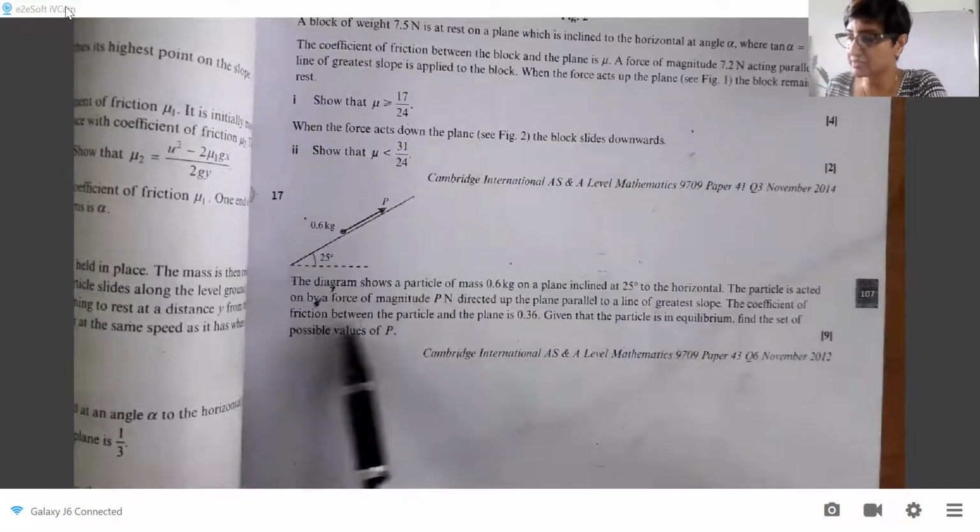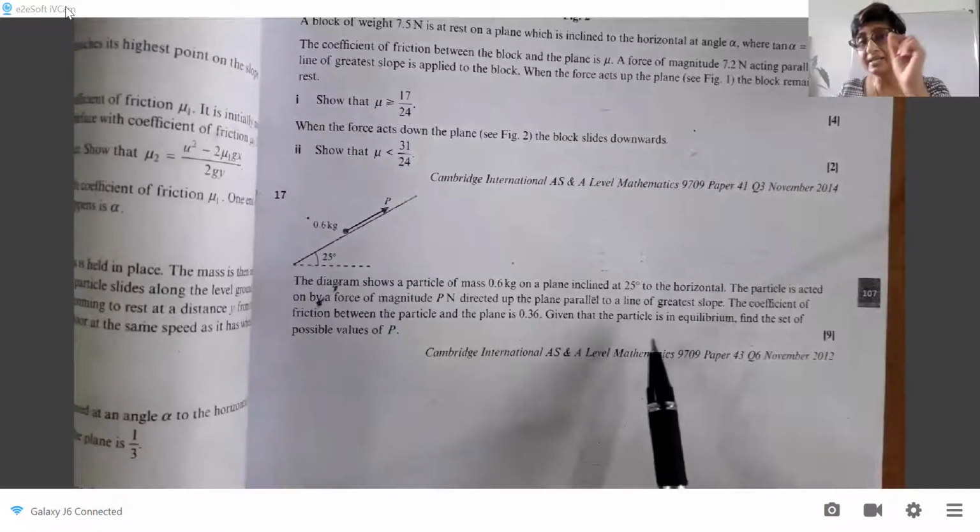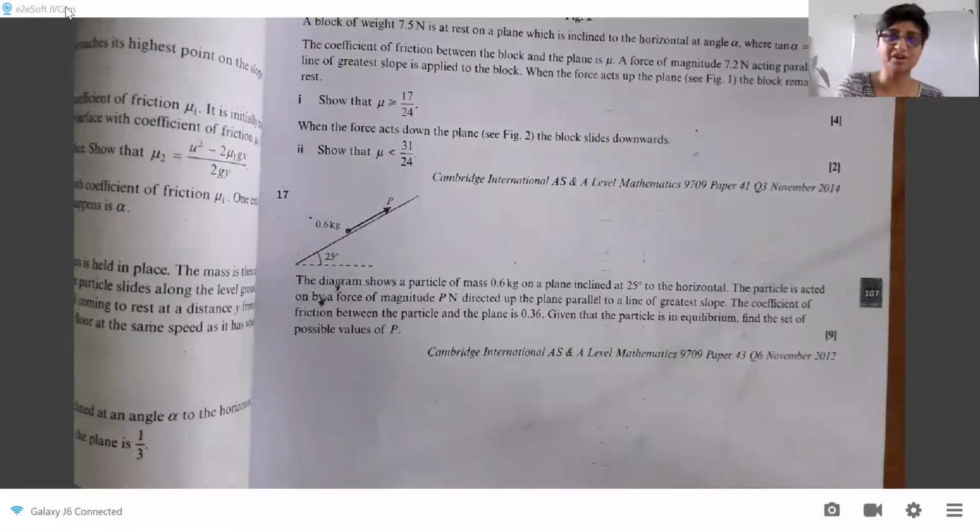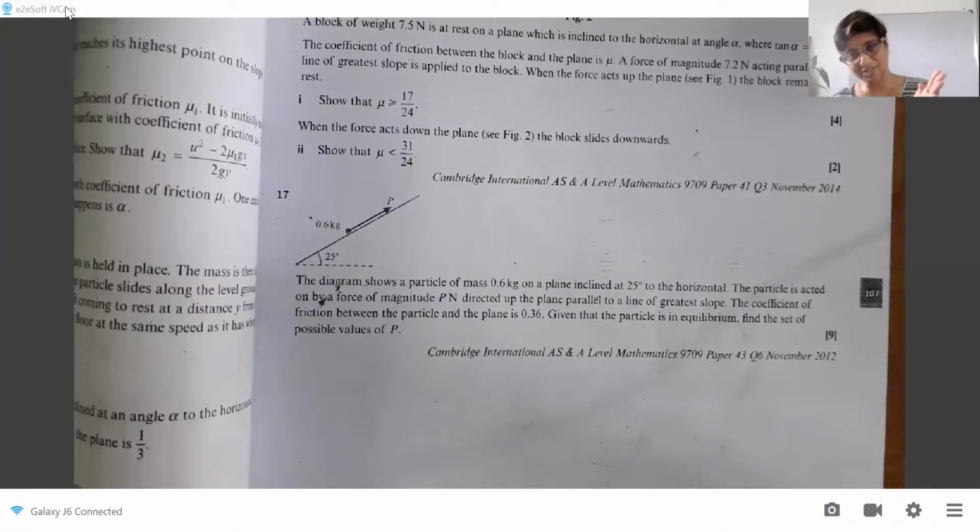The coefficient of friction between the particle and the plane is 0.36. Given that the particle is in equilibrium, find the set of possible values of P. So if you can find the smallest value and the largest value, you know that your P can be in between those two values. Any value between those two. So it's a matter of finding the smallest P possible and the largest P possible.